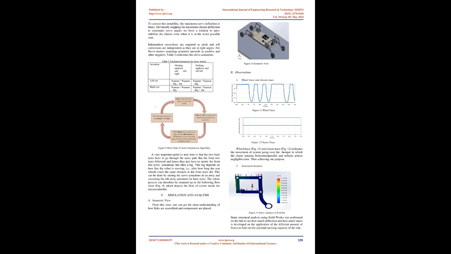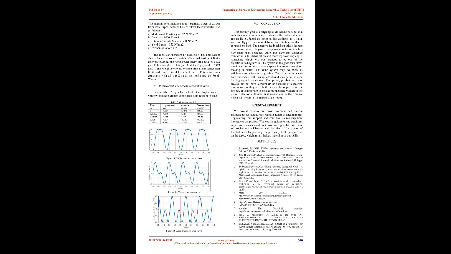A very important point to note here is that the two back tires have to go through the same path that the front two tires followed, and hence they just have to mimic the front two tires' actuations, but after a lag. This lag depends on how fast the robot is moving, i.e., after how long the rear wheels reach the same obstacle as the front tires did. This can be done by storing the servo actuations in an array and executing the nth array actuation for back tires. The whole process can therefore be summed up in the following flow chart, Fig 9, which depicts the flow of events inside the microcontroller.